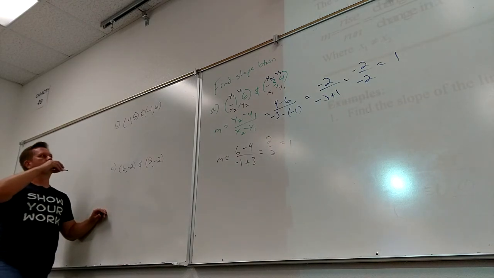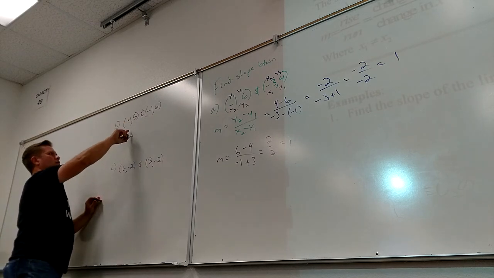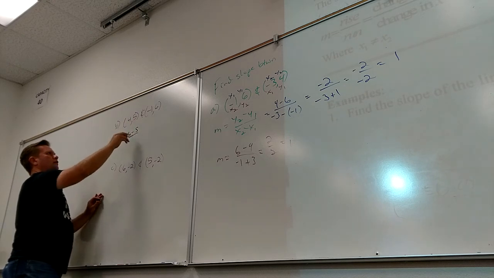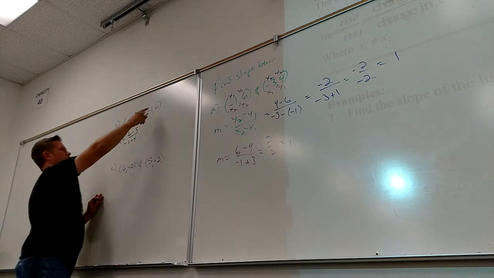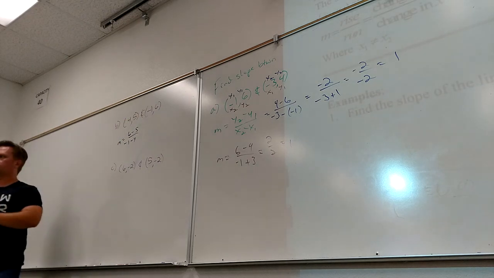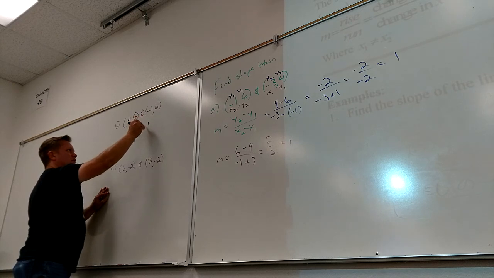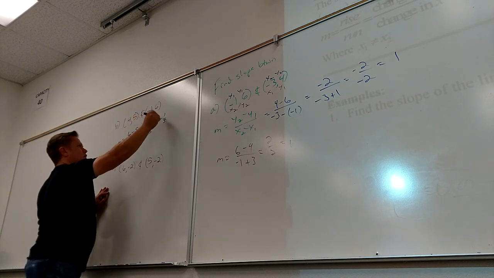So what do you guys get up here? What do you guys do? 6 minus 5 over negative 1 minus 4. So if you do this minus this, you have to do this minus this. That's really what the subscripts are saying. So it doesn't matter if you haven't turned around, you end up at negative 1/5, right?